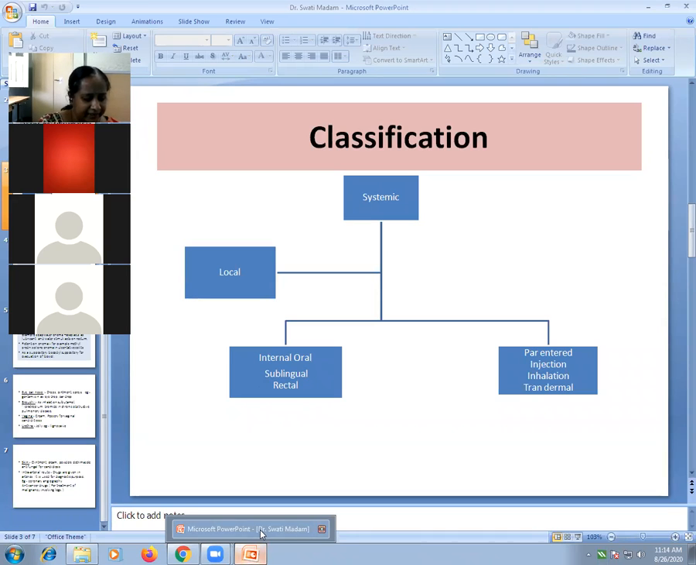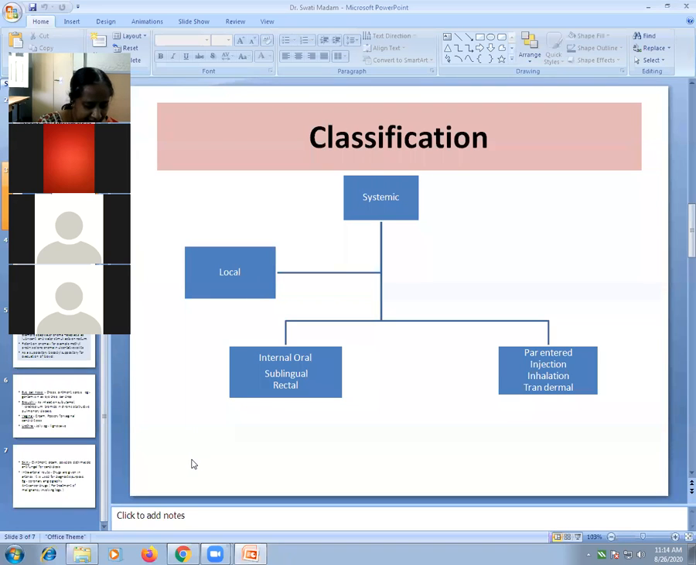These have some advantages and disadvantages. If we are giving injections, they are painful. That is the disadvantage. And the advantage is that action is rapid. In the intravenous route, there may be chances of thrombophlebitis. This is the disadvantage of the intravenous route.